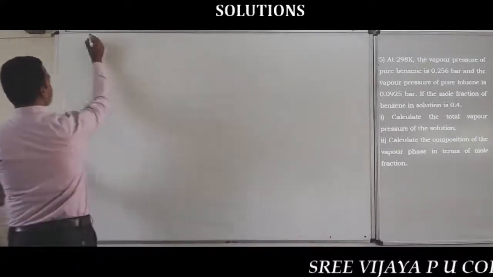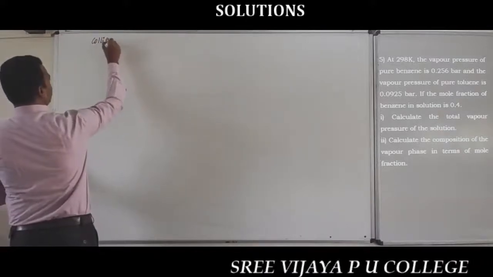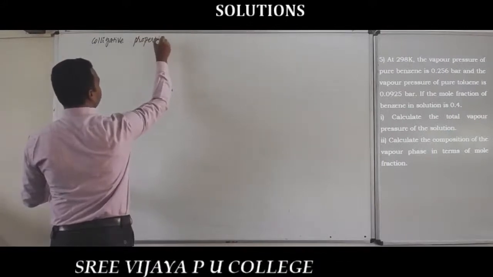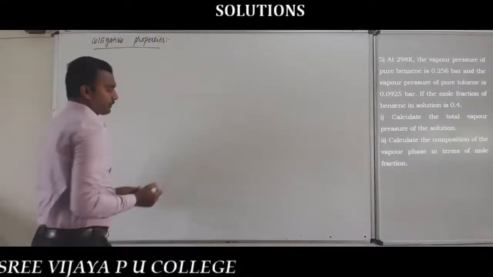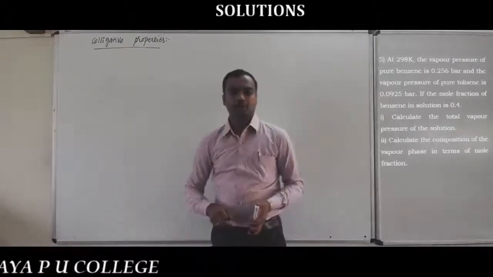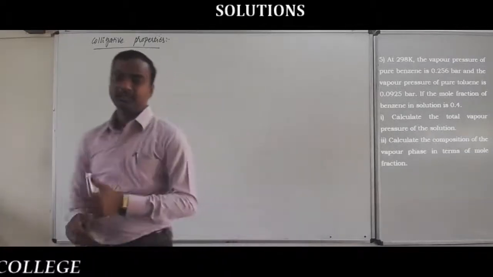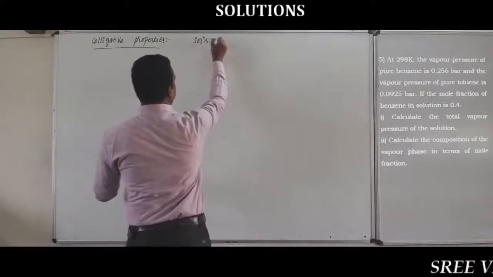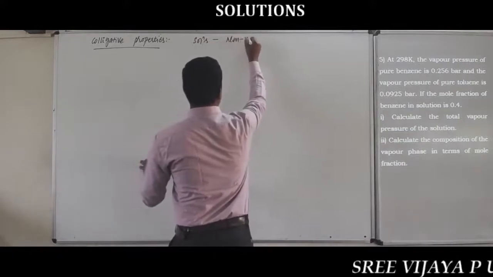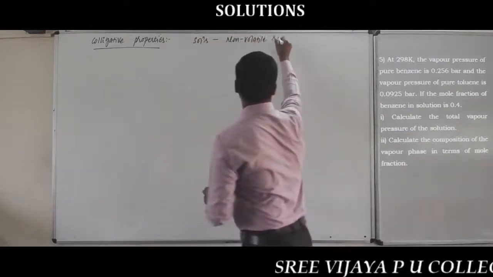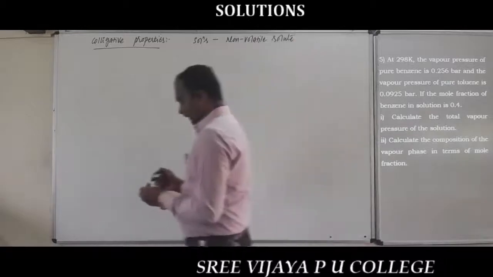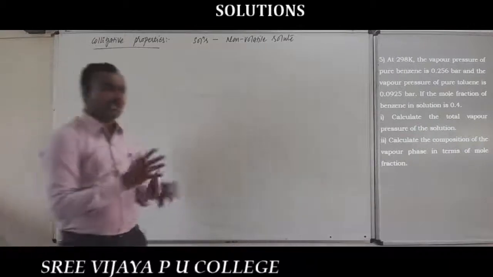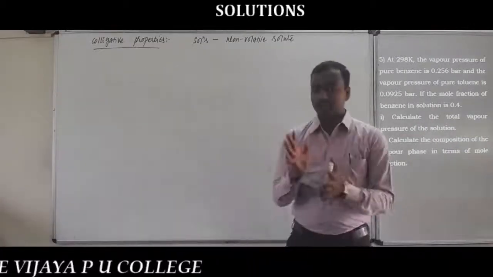Next concept is colligative properties. So what are the colligative properties? Colligative properties are the properties of the solution which contain non-volatile solute. So these are the properties of solutions containing non-volatile solute. Colligative properties are those which mainly depend on the number of solute particles but not on the nature of the solute particles.